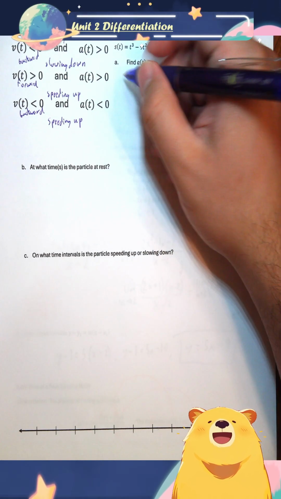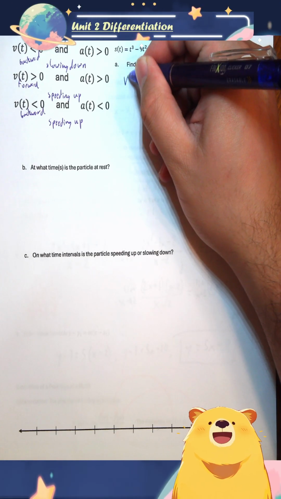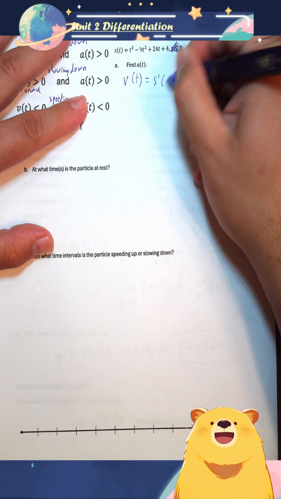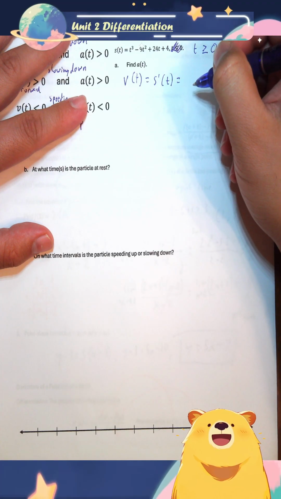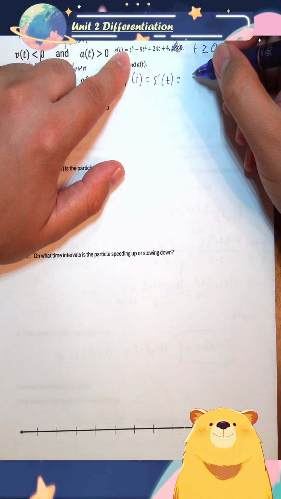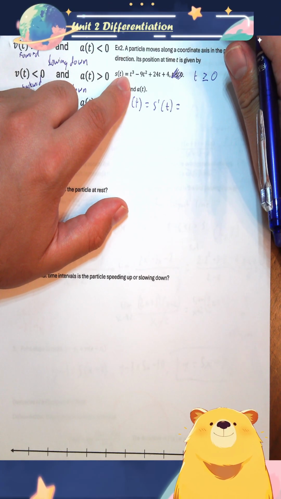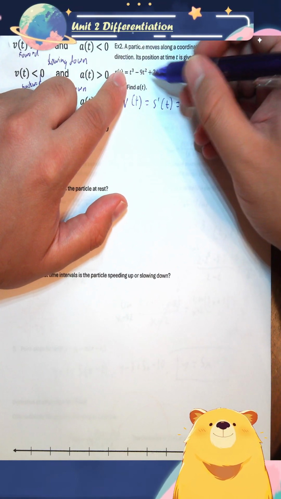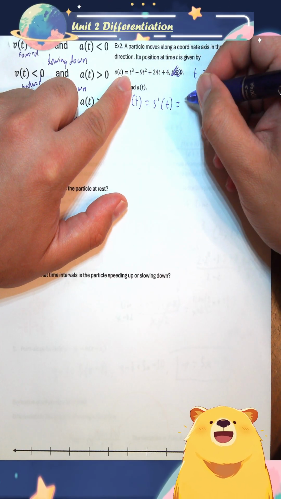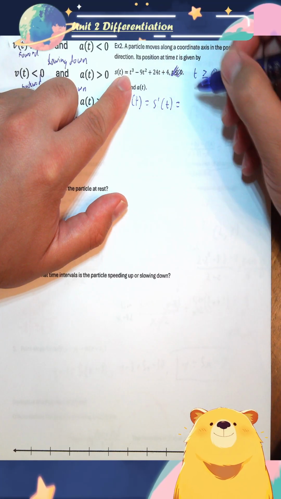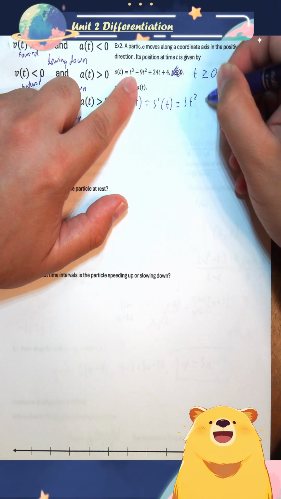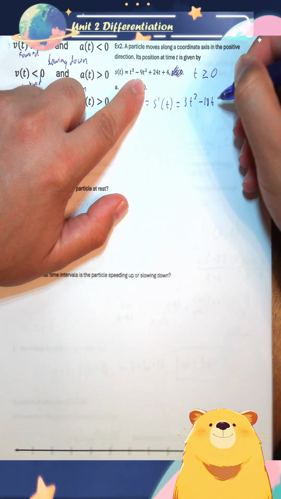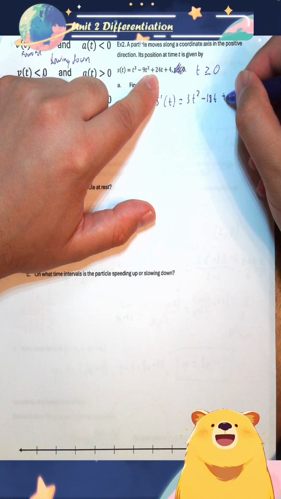Find a of t. So just find the second derivative. Let's do velocity v of t, which is that first derivative. I'm going to go ahead and show you the answer. Remember, these are all adding or subtracting, so we're able to do them plainly. The derivative of t to the power of 3 with respect to t is 3t squared. The derivative of negative 9t squared is negative 18t. And the derivative of 24t is plus 24.